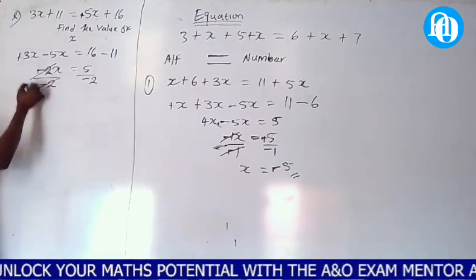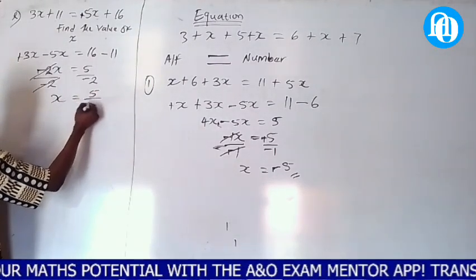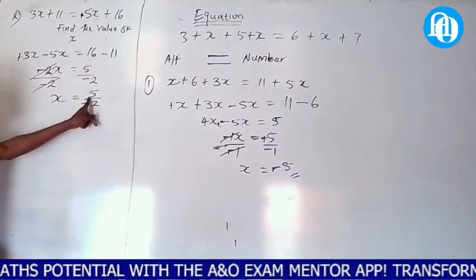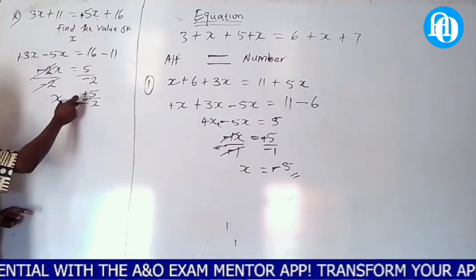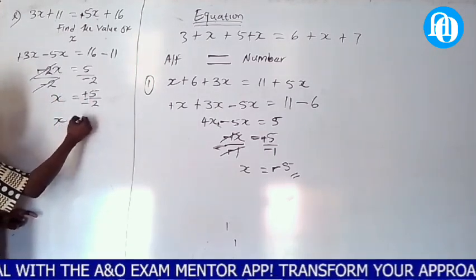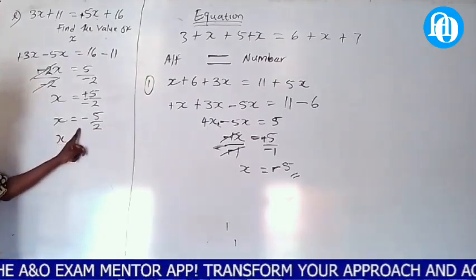You cancel. x will now be what? 5 all over minus 2. Now there is a visible plus with 5. Invisible plus. Now minus divided by plus will give us what? Minus 5 all over 2. We cannot leave our answer like this.